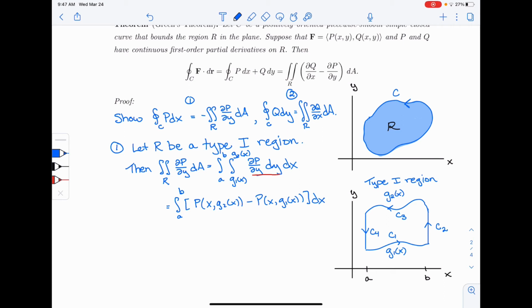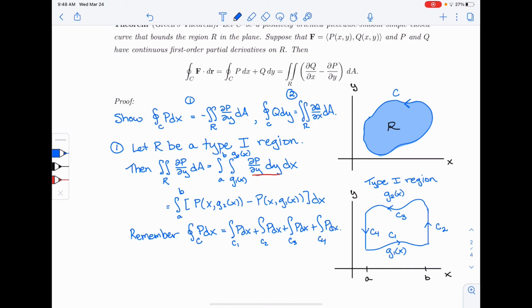Okay. So now what I want to do is show that the integral over C of P dx gives me the same thing. Okay, so the integral around the entire curve C, which is the integral over C1 plus the integral over C2 plus the integral over C3 plus the integral over C4.